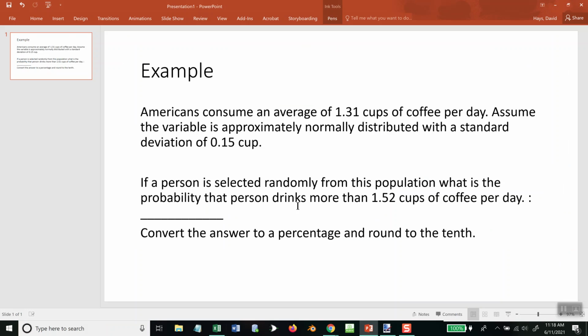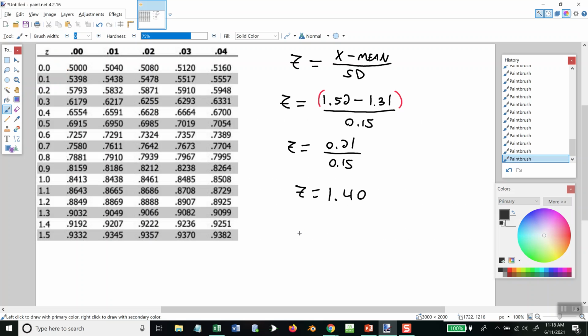And this problem says, what is the probability the person drinks more than, shaded to the right, because it's greater than. So we're going to have our 1.40 shaded to the right, which is a problem because our table is based upon the area to the left. Whenever it's shaded to the right, you always rewrite it as 1 minus it's shaded to the left, like that. And now it's in perfect form because my table is based upon the area left.